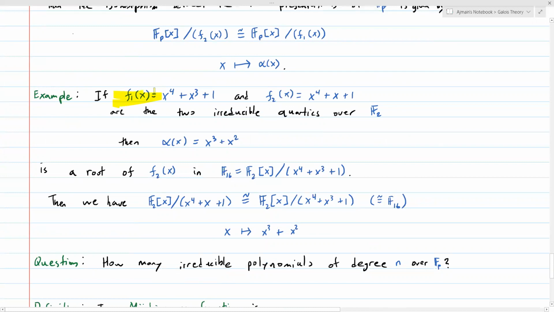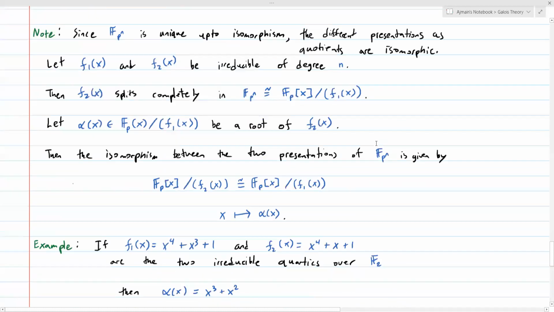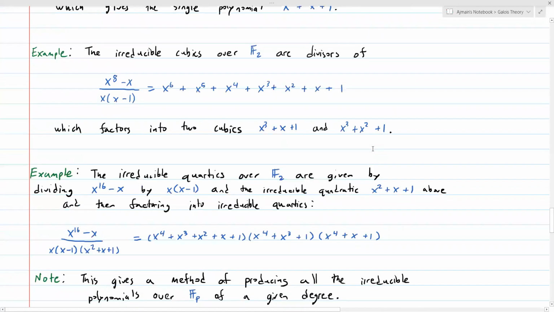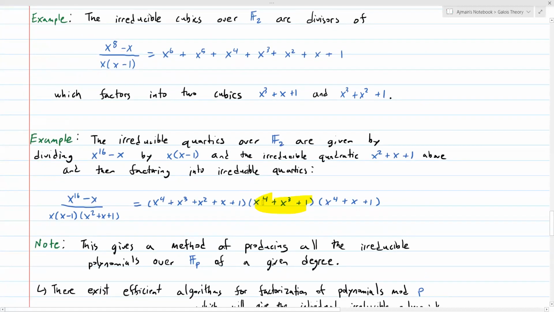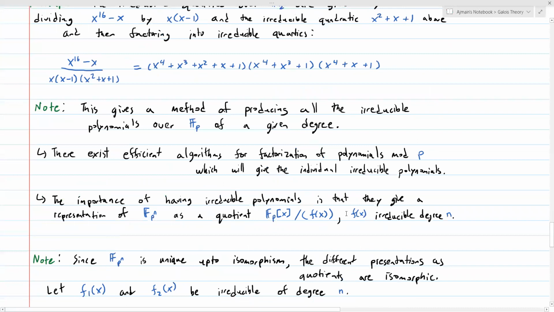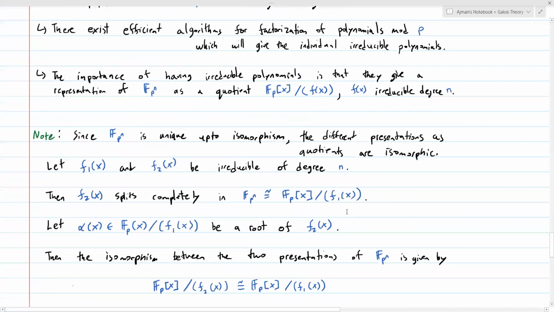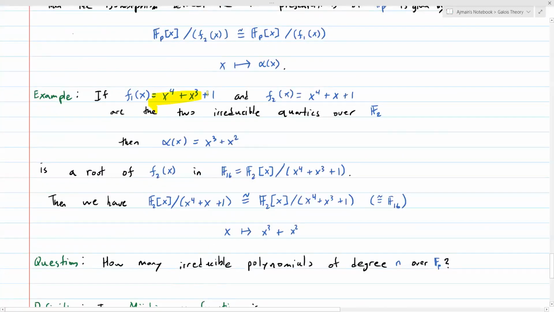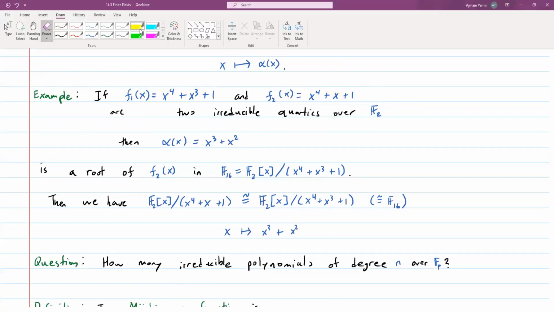So here's an example. f sub 1 of x is x to the fourth plus x cubed plus 1, and f sub 2 of x is x to the fourth plus x plus 1. So these are two irreducible quartics over F sub 2, the field with two elements. You actually have three irreducibles of this degree, but let's just pick two of them: x to the fourth plus x cubed plus 1 and x to the fourth plus x plus 1. So these are not the two, they're just two irreducible polynomials over F sub 2.